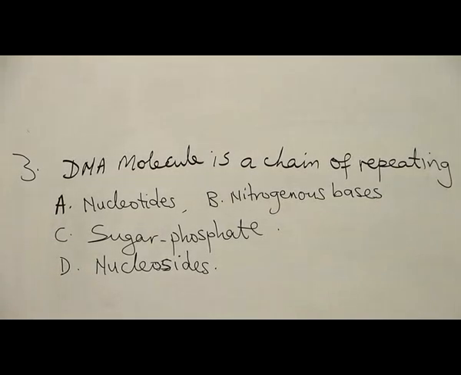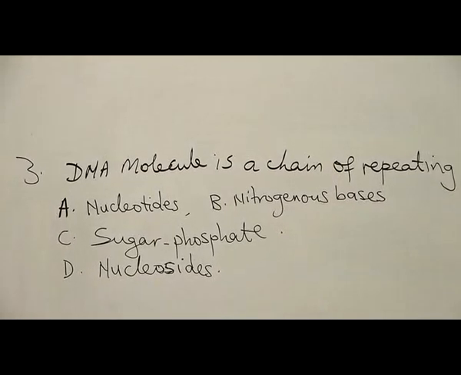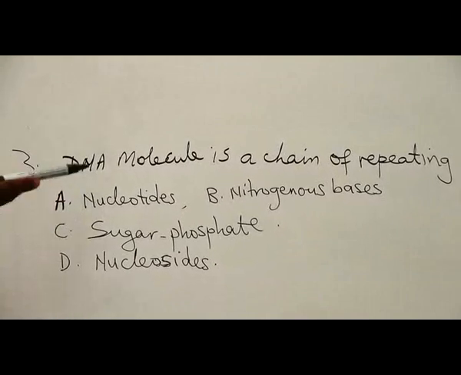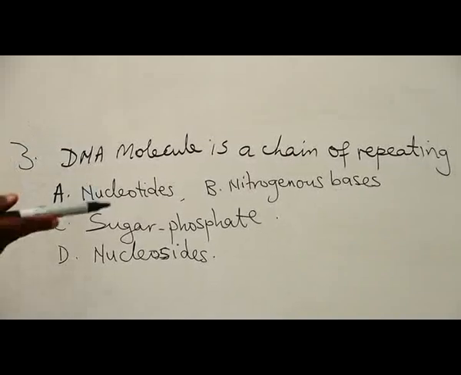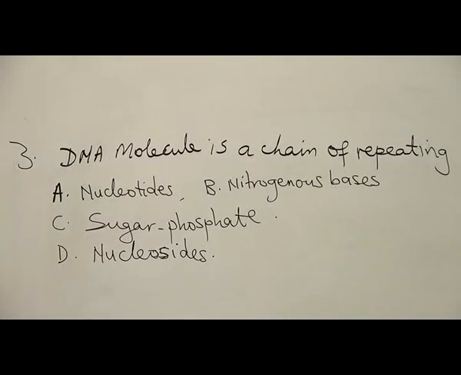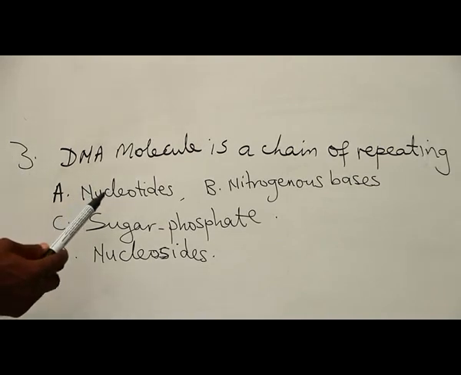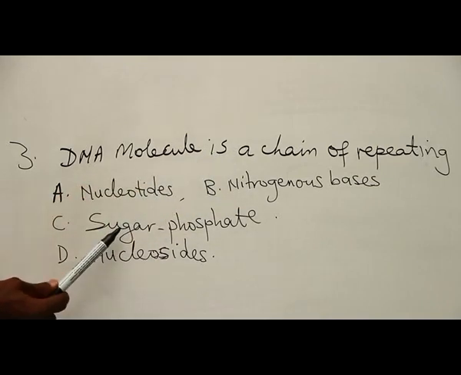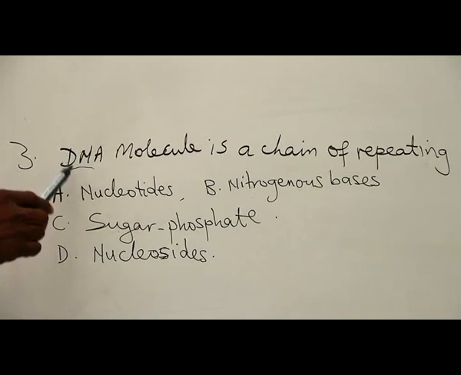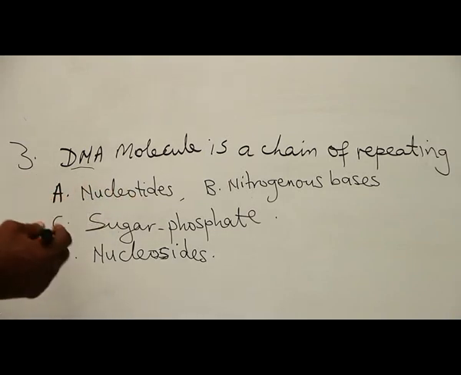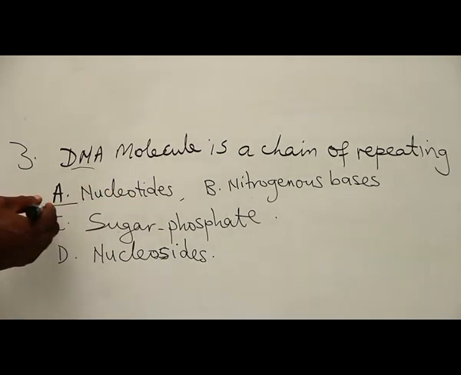Number 3. A DNA molecule is a chain of repeating A. nucleotides, B. nitrogenous bases, C. sugar phosphate, D. nucleosides. A chain of repeating nucleotides, because nucleotides contain nitrogenous base, sugar, and phosphate. That is a strand. And a DNA is a double nucleotide that twists around each other to form a double helix. So the answer is nucleotide. Answer is A.